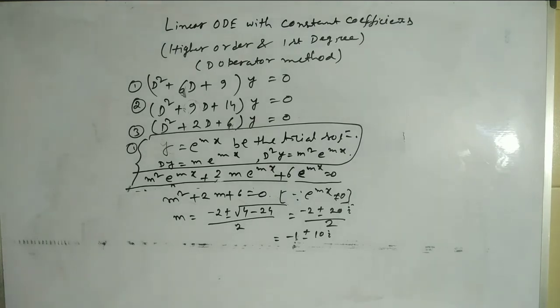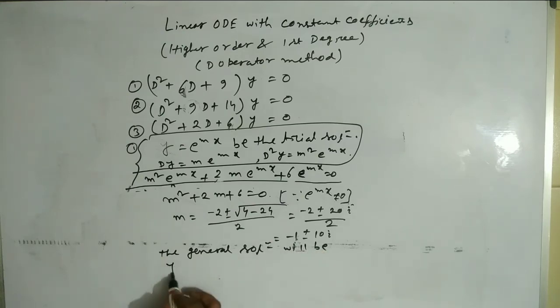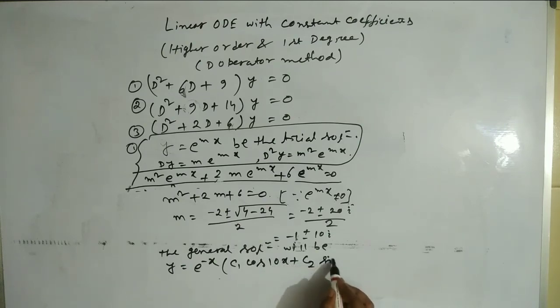So for complex roots, the general solution will be y equals e to the power minus x into (c1 cos 10x plus c2 sin 10x). So this is the general solution.